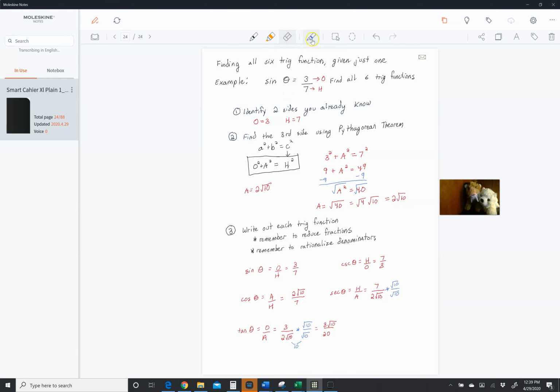So when you multiply both the top and the bottom, and you'll always just be multiplying by a single square root because you're never adding or subtracting in here, so you don't have to worry about conjugates, okay? So this gives you 7 root 10 over 20. There's no reducing fractions there. And then you have your cotangent. So cotangent is A over O, which is 2 root 10 over 3 here. And that's it. Okay. Let's take another one.